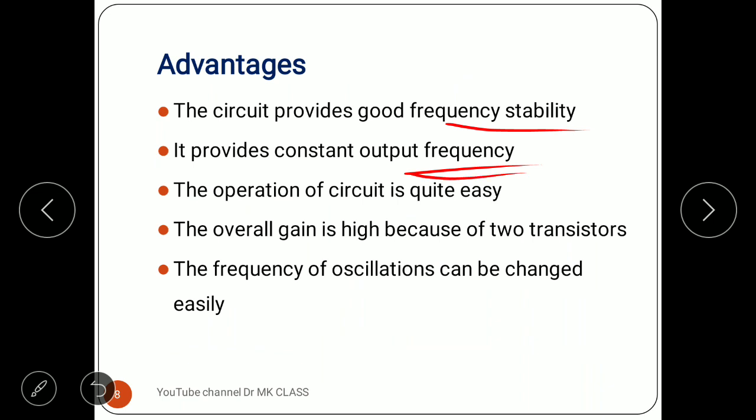The operation of the circuit is quite easy, in a direct form. The overall gain is high because of two stages of amplifier. The frequency of oscillation can be changed easily by changing either the capacitance or resistance in that impedance branch, Z1 or Z2. If you change the impedance, the frequency can be changed easily.